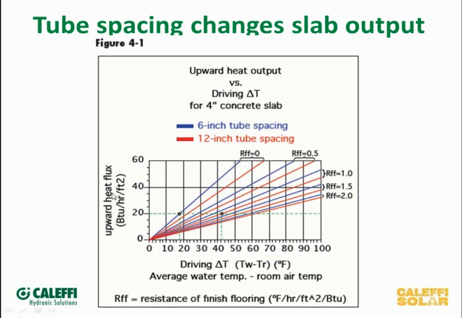tube spacing. So over here on the left-hand side, you've got the amount of heat output. We'll call that the upward heat flux. That's the amount of BTUs per square foot that you can expect out of the slab. The different color lines here across the graph show you the tube spacing at 6-inch, the blue colored lines, and then 12-inch on center. Then these numbers here are indicating what the floor covering resistance value would be.